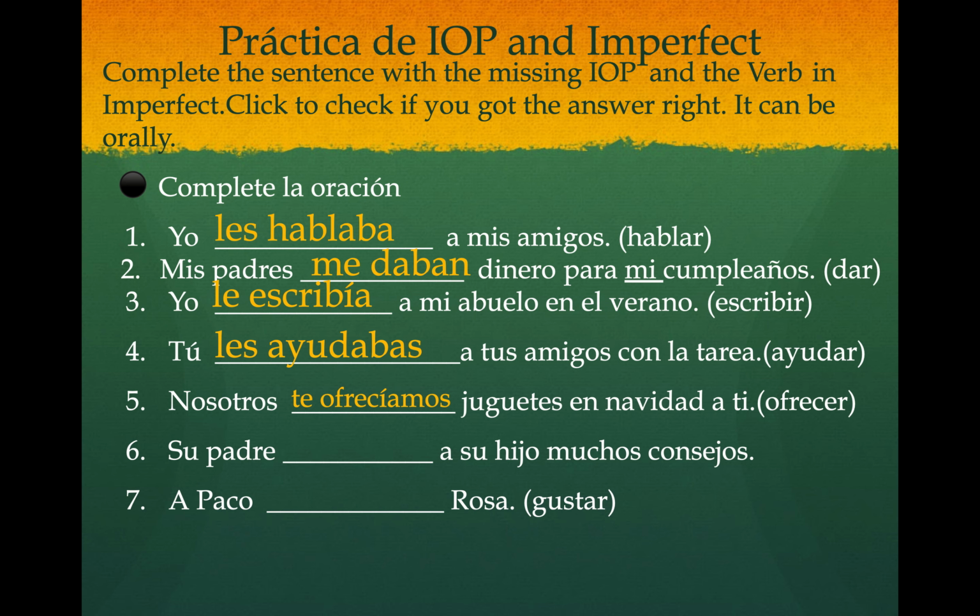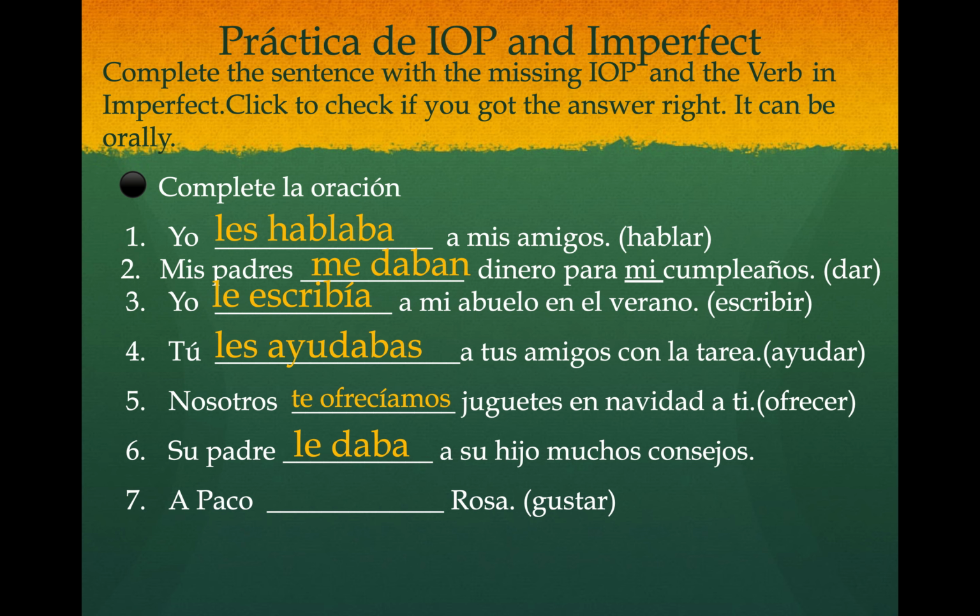Número 6 es su padre. Oh, I forgot to tell you what the verb is. And número 6 is el verbo dar, to give. So you're going to say, his father used to give advice to his son. So, su padre daba, and because it says a su hijo, then it's going to say, le daba muchos consejos a su hijo.